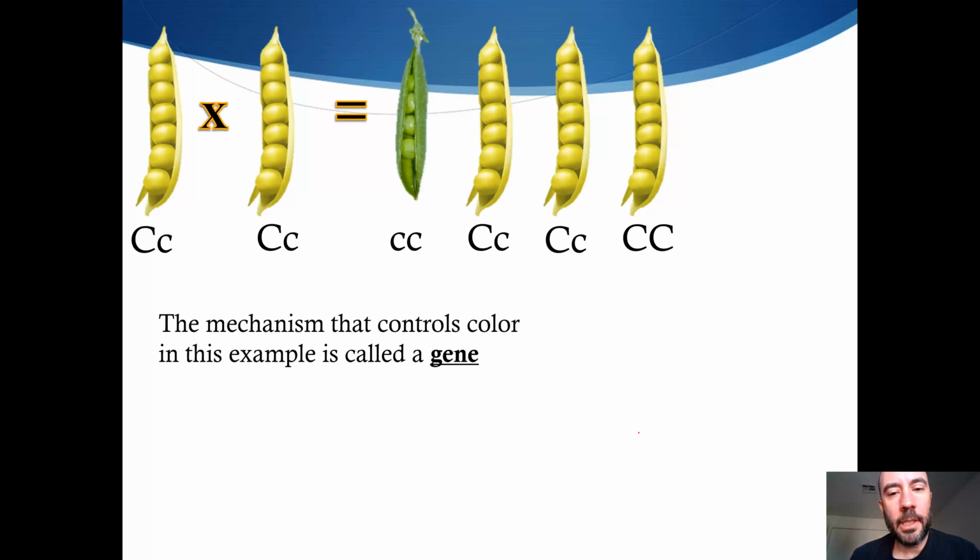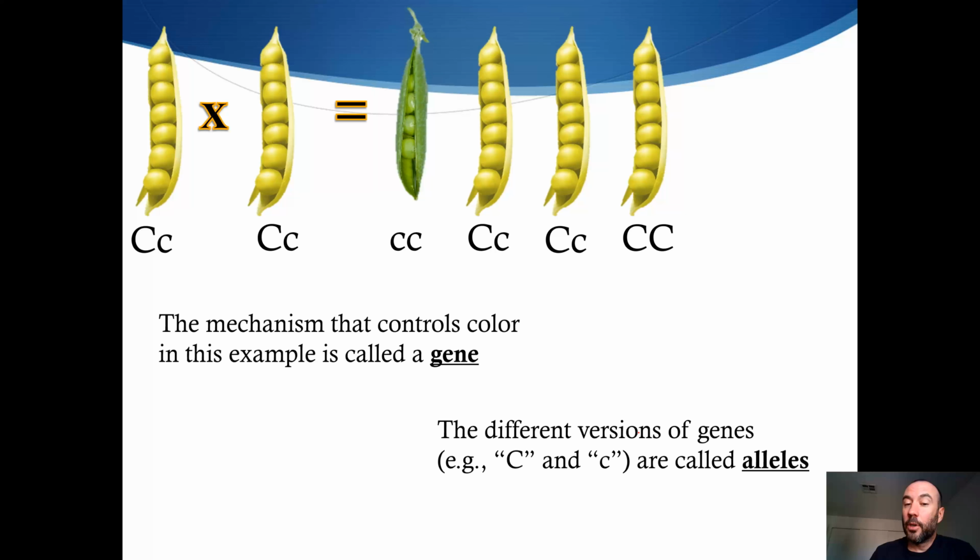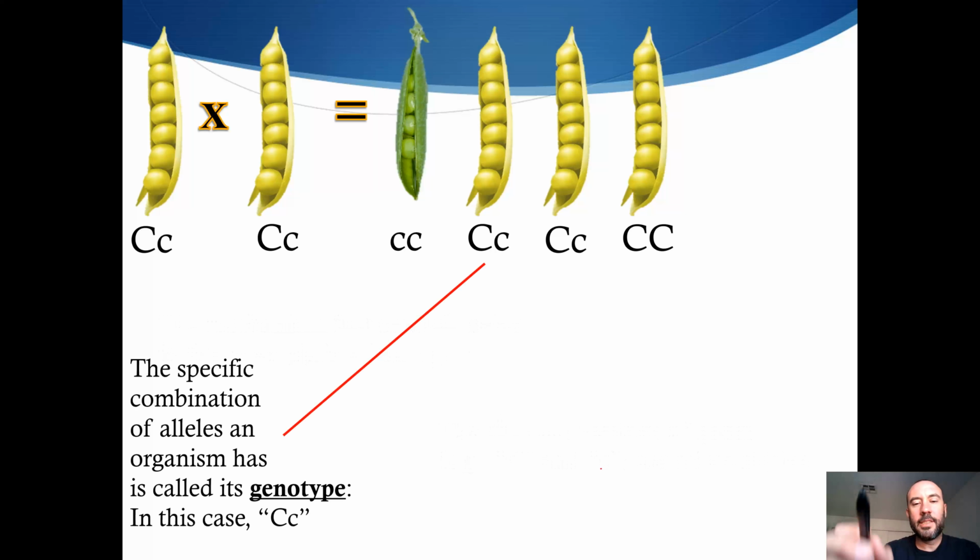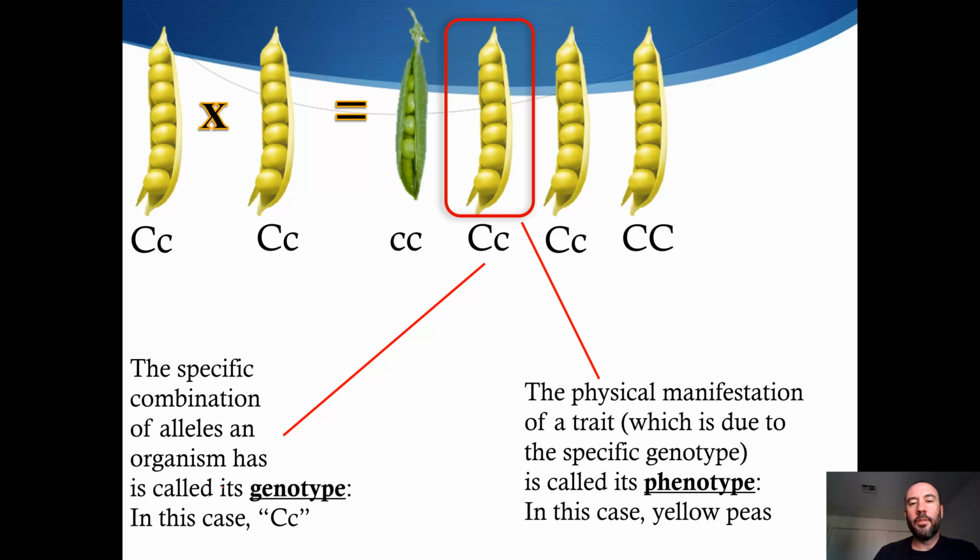All right, so let's kind of put together all our vocab. The mechanism that controls the color of the peas is a gene. The different versions of that gene, i.e. big C and little c, are called alleles. A specific combination of alleles, like big C, little c, or heterozygous, is called its genotype, like the versions of genes it has. The physical manifestation of that, in this case, yellow peas, is called its phenotype.